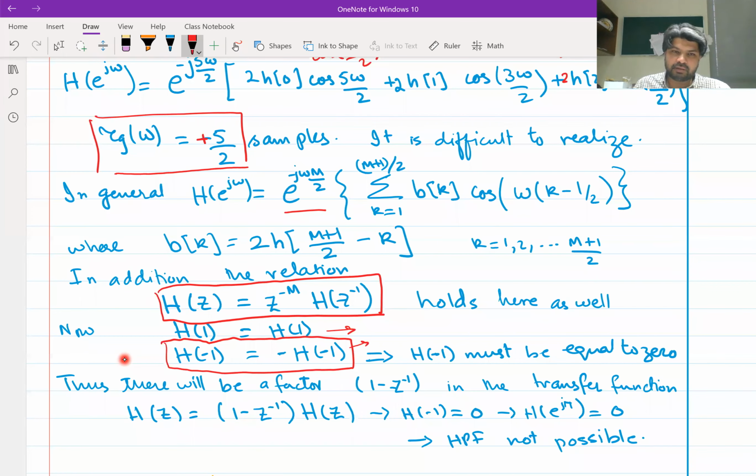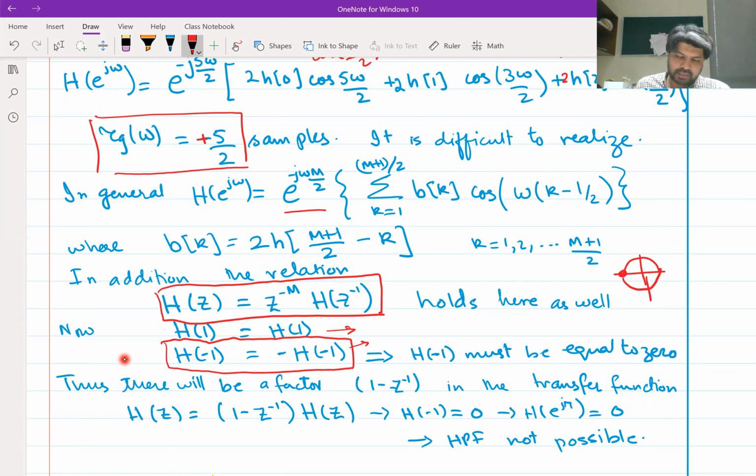The only integer or only value or only real number that जो अपने माइनस का इक्वल है वो क्या है? That is 0. So only number that is equal to minus of itself is 0. This means h of minus 1 must be equal to 0. So you have a 0 of h of minus 1. ठीक है, यानी आपके कॉम्प्लेक्स प्लेन के अंदर -1 के ऊपर 0 आ गया. What does this 0 mean? At what value of omega you have a 0? Omega equals pi. Omega is equal to pi के ऊपर आपका 0 आ गया.